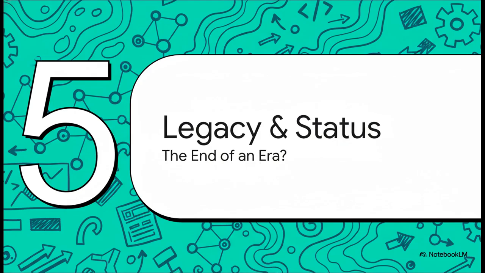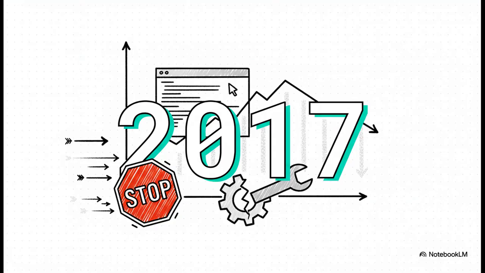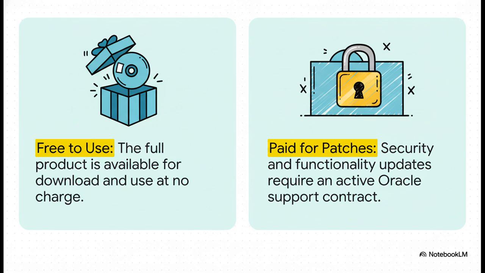So what happened after that final release? Where does it all stand today? That brings us to its legacy and its current status. Well, active development basically stopped right after that 12.6 release in July 2017. After a quarter-century of innovation, this legendary toolchain had finally reached the end of the road. But here's an interesting little twist. It's not completely gone. Oracle still makes that final version available for free. Anyone can download and use it. However, if you want any security or functionality patches, you'll need a paid support contract. So for most people, it's basically preserved but frozen in time.